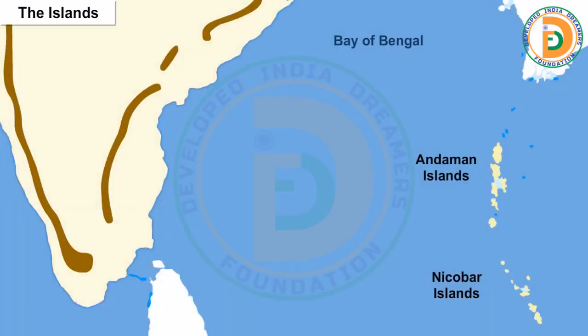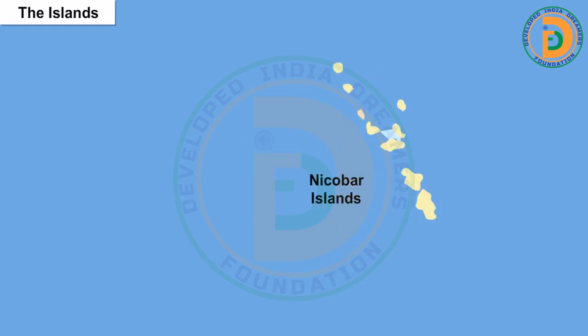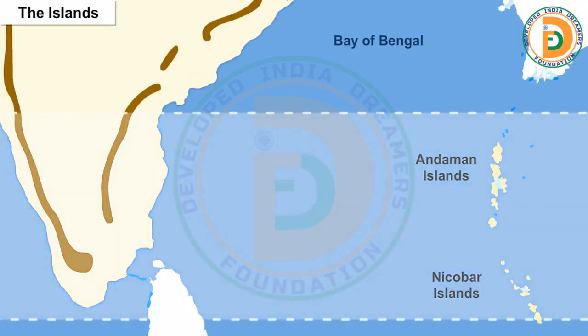Andaman and Nicobar Islands lie in the Bay of Bengal. They are larger in size and number and are more scattered. The island group is divided into Andaman in the north and the Nicobar Islands in the south. Since they are closer to the equator, they experience an equatorial climate.